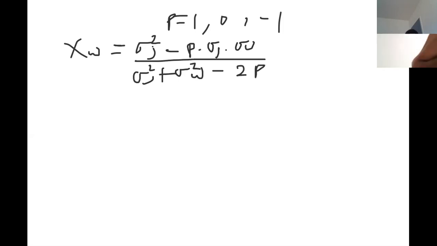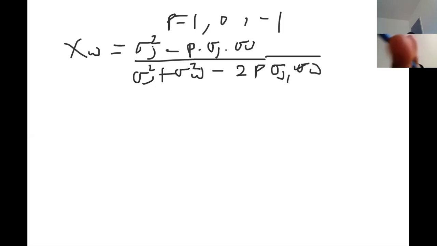Is it okay up to this point? What I've done here is just replace the covariance that we had with correlation times standard deviation of J times standard deviation of W, because in the question you've been given the correlation. So if you don't replace that formula with a correlation formula, it will be difficult to solve. Is that okay? Yes, clear.